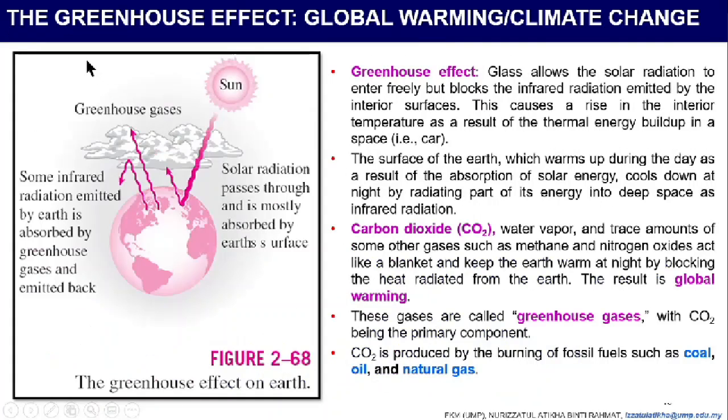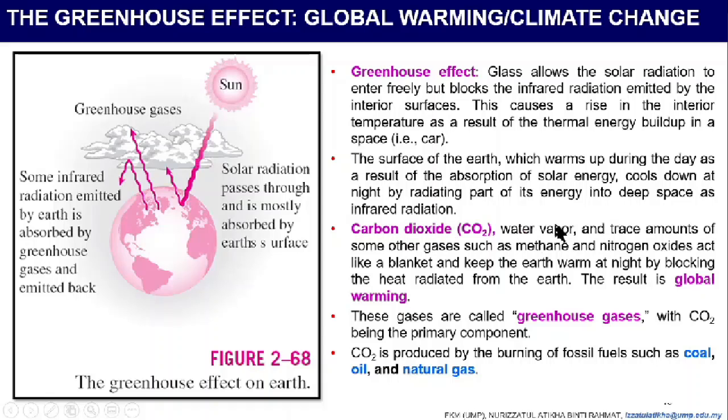Lastly, the greenhouse effect, global warming, climate change. Greenhouse effect: glass allows the solar radiation to enter freely, but blocks the infrared radiation emitted by the interior surfaces. This causes a rise in the interior temperature as a result of the thermal energy buildup in a space. The surface of the Earth, which warms up during the day as a result of the absorption of solar energy, cools down at night by radiating part of its energy into deep space as infrared radiation.